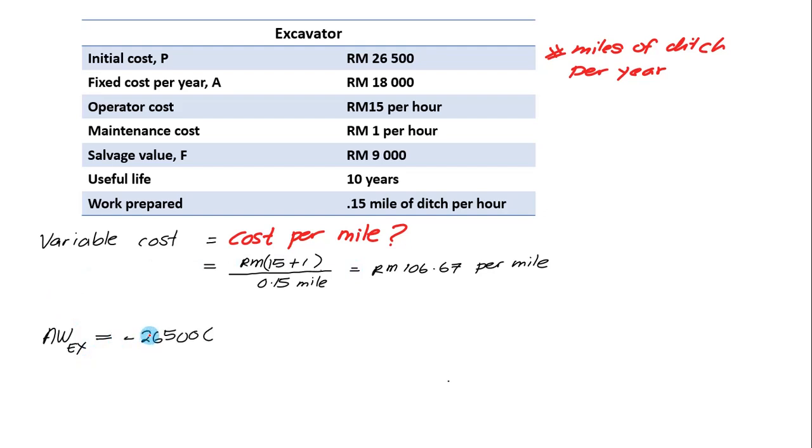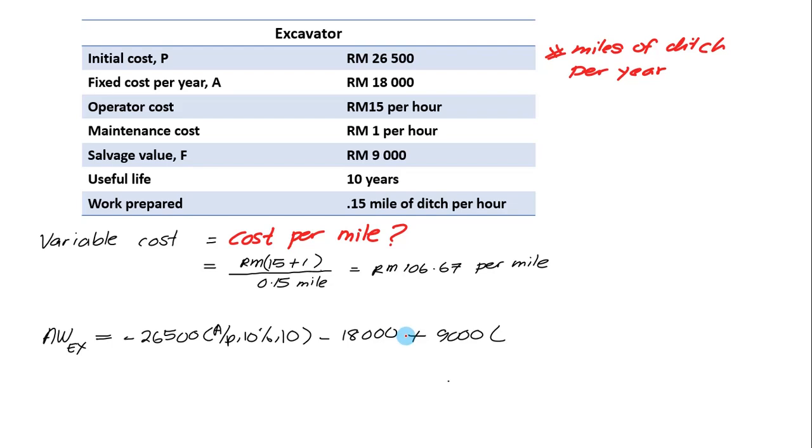So first we are given the initial cost, and because this is a present value, we're going to convert to annual worth by multiplying with the factor of A given P, 10%, and because we are interested to find the annual worth over 10 years, which is the useful life of this excavator, we put the 10 as the number of periods. Okay, and then minus 18,000, which is the fixed cost per year.